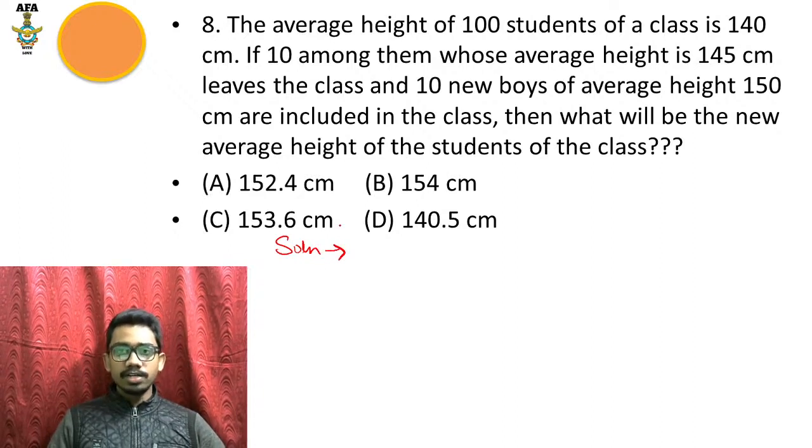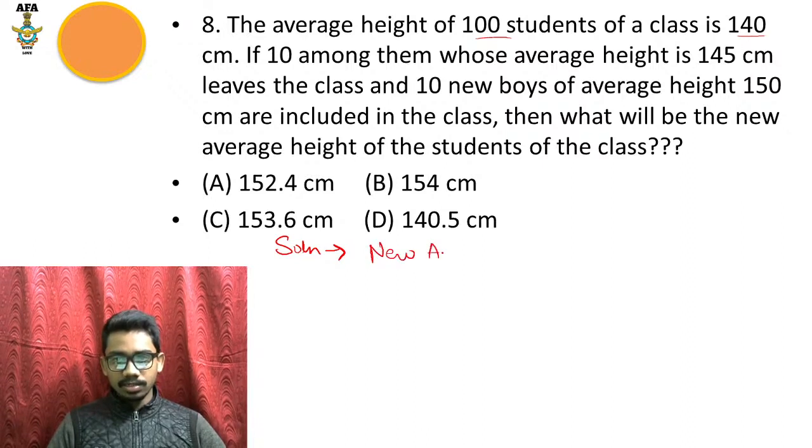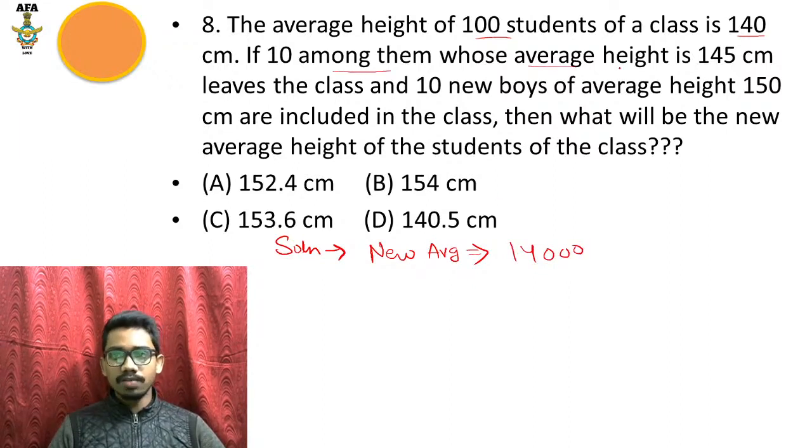So the average height of 100 students of a class is 140. I am calculating the new average directly. Okay guys, sum will be equals to how much? 140 into 100, it will be equals to 14,000. 10 among them whose average height is 145 centimeter leaves the class. So 10 are leaving the class means 1450 minus. If they are leaving, then just write minus sign.